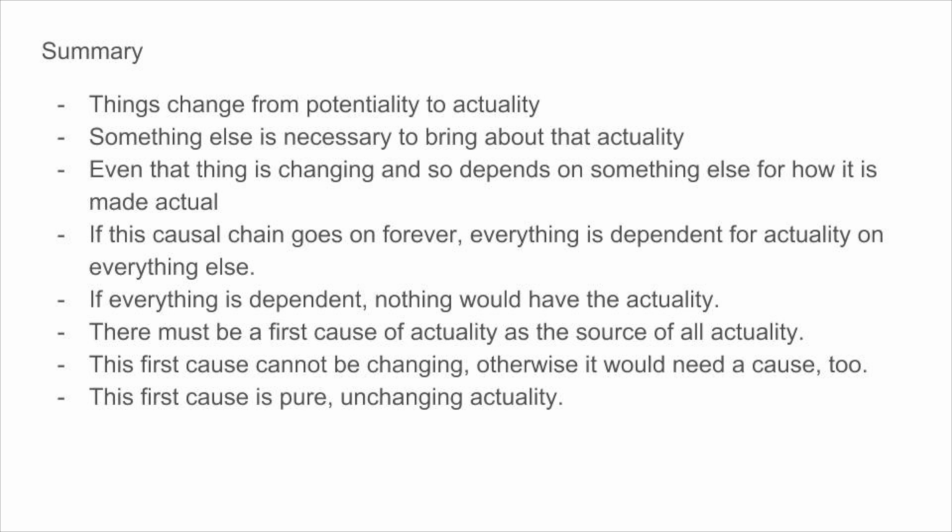And so here's the summary. Things change from potentiality to actuality. Something else is necessary to bring about that actuality. Even that thing is changing, and so it depends on something else for it to be made actual. If this causal chain goes on forever, everything is dependent for actuality on everything else. If everything is dependent, nothing would have the actuality. There must be a first cause of actuality as the first source of all actuality. The first cause cannot be changing, otherwise it would need a cause too. The first cause then is pure, unchanging actuality.